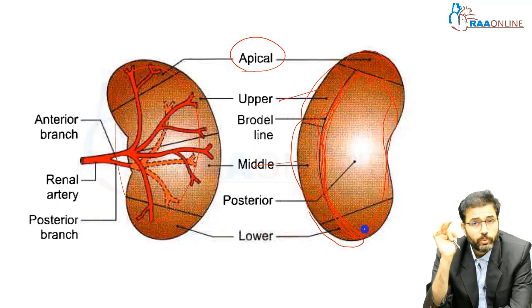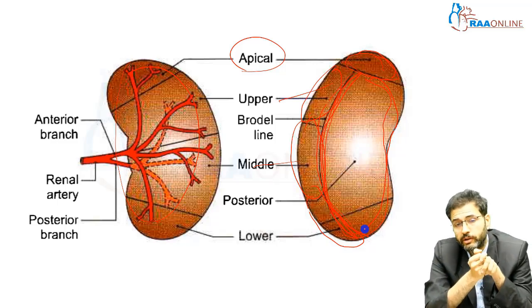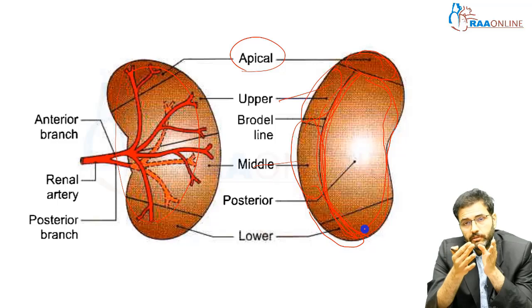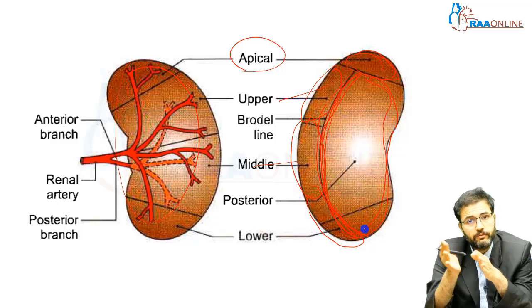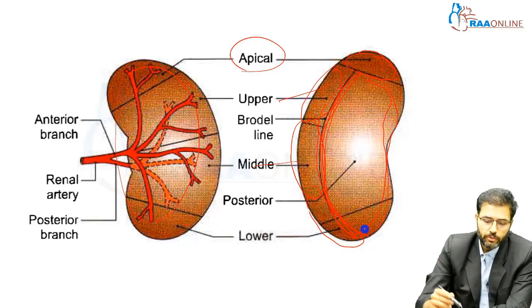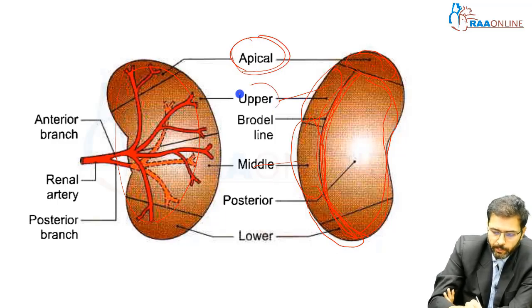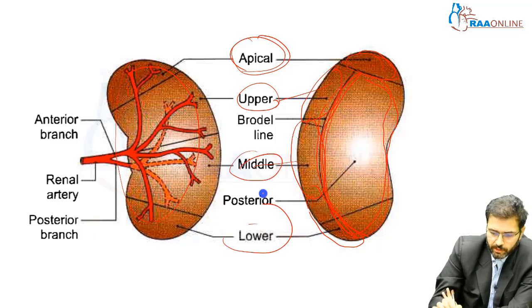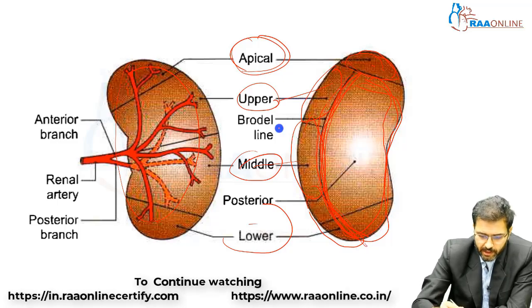This Brodel's line is very important when you are planning for calculi removal, when you're doing an open calculi removal, particularly in the case of a staghorn calculus. Brodel's line is a watershed area between the posterior and the anterior vascular segments of the kidney. The vascular segments include the apical segment, and the anterior segments divided into upper, middle and lower segments. Then you have one large posterior segment. In between the three anterior segments and the posterior segment, you have Brodel's line.